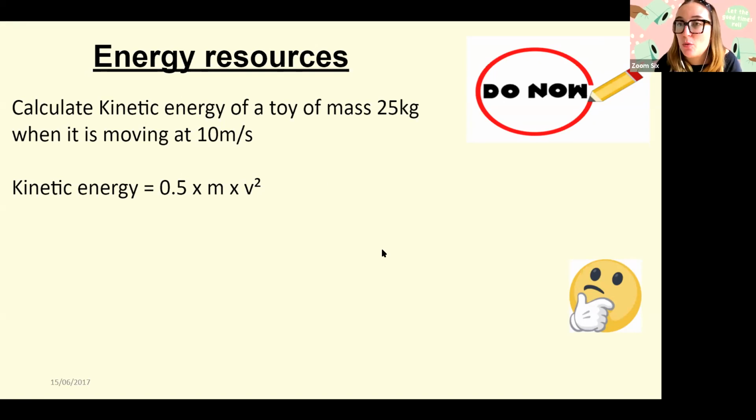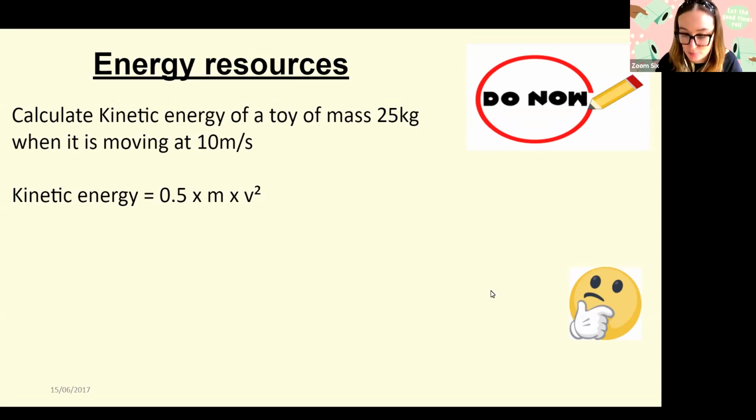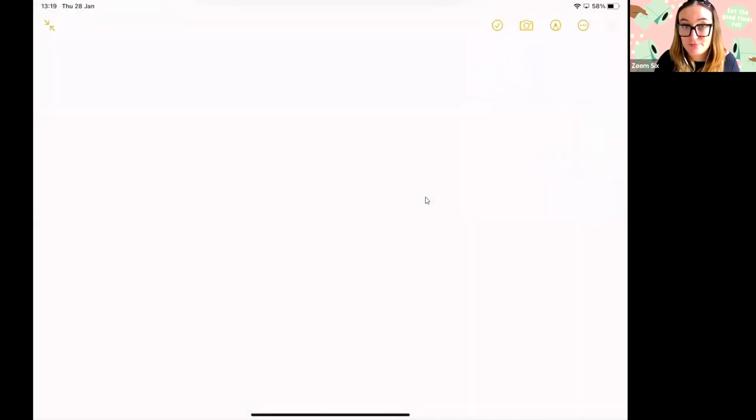Okay, so what I'm going to do now is share, bear with me because I'm really trying to do this quickly, my iPad screen so I can show you exactly how I would lay out that answer on an exam question, okay? So your question said that a toy was moving.